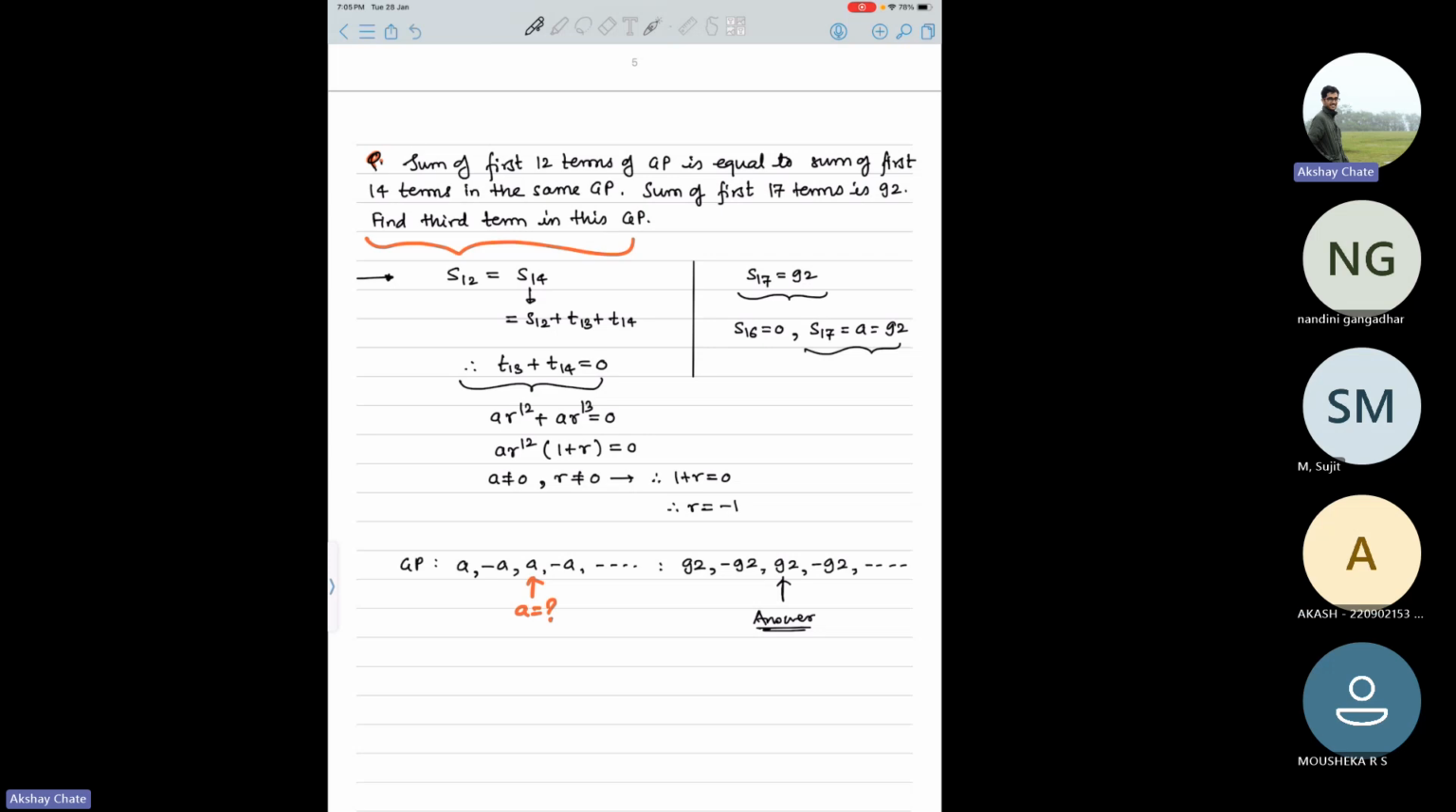See, they read the first statement of the problem. What they are saying is the sum of first 12 terms, which is S12, is equal to the sum of 14 terms, so that is S14. So the first statement, if you write in mathematical form, is S12 equal to S14. But if you do the summation of the first 14 terms, that means it is equal to the first 12 terms and then the sum of the next two terms, right?